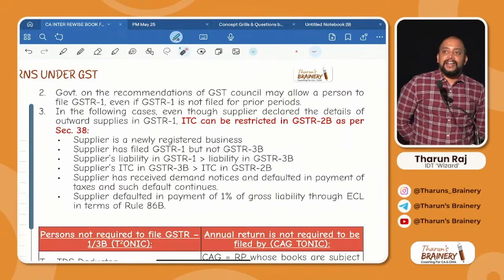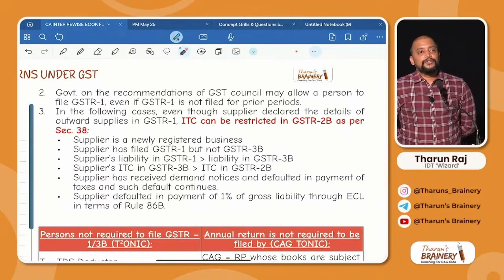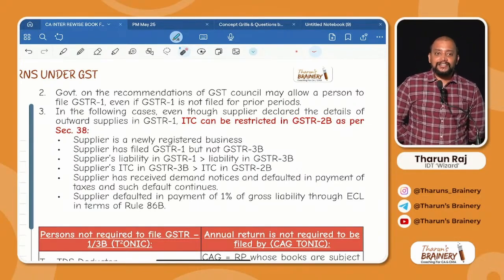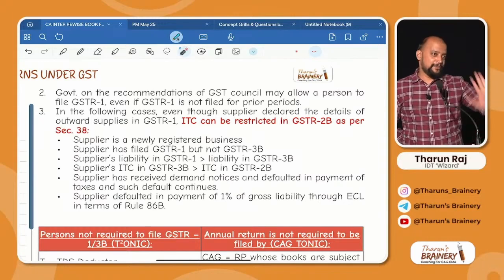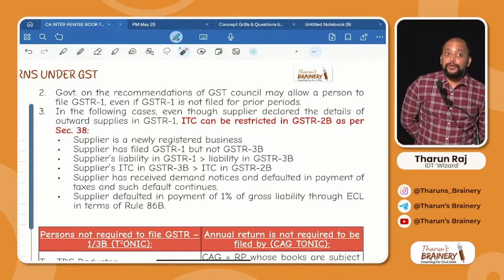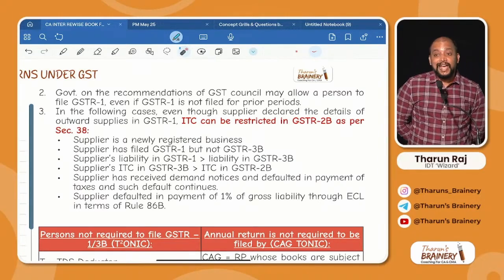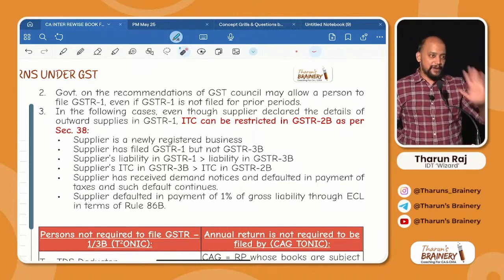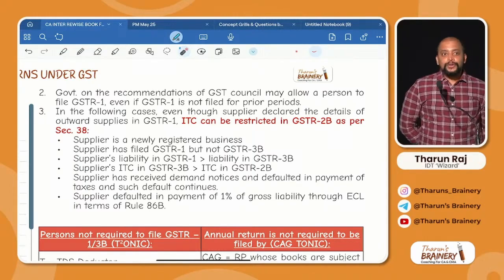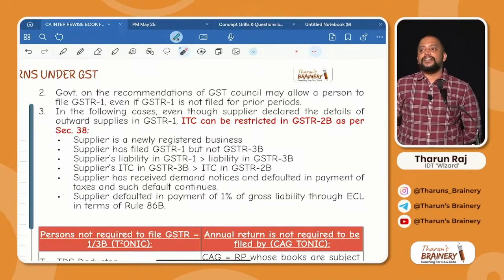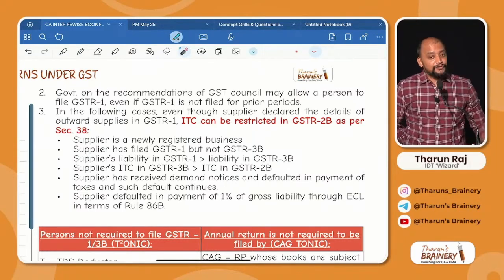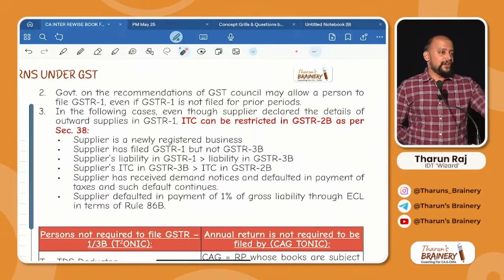Number 2, sir, are you filing 1 but not filing 3B? Yes. Sorry, sir, I will not buy from you. Are you taking more ITC in your 3B than your 2B? Yes. I will not buy from you. Or are you having any demand notices and you did not pay tax? Yes. I will not buy from you. Did you pay 1% of your liability through cash ledger? No, I will not buy from you.